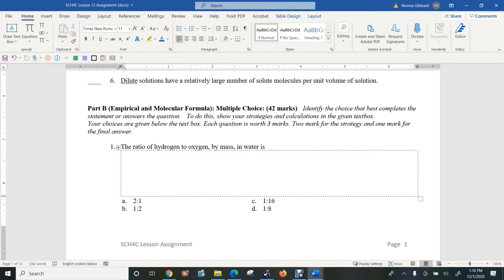Number 1. The ratio of hydrogen to oxygen by mass in water is. To do this, we want to first calculate the molar mass of hydrogen, and we have 2 of them. So we have 2, and if we look on a periodic table, that's equal to 1. Then we have the molar mass of oxygen, which from our periodic table is 16. So we have a 2 to 16 ratio. That can be simplified to 1 to 8. So our answer is D, 1 to 8.